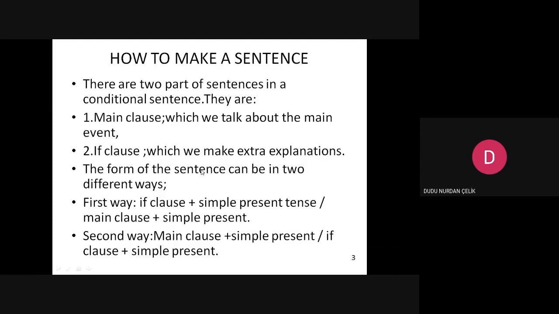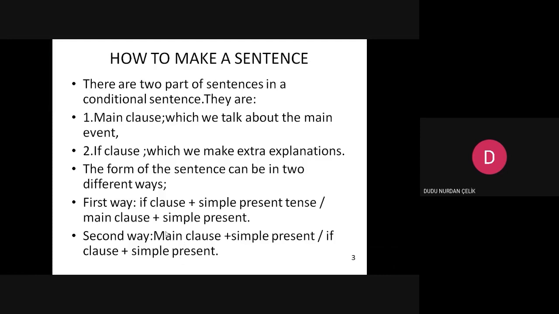The form of the sentence can be in two different ways. The if clause plus simple present tense can be the first part of the conditional sentence, and the main clause plus simple present can be the second part. Or, the second way, the places of the main clause and if clause can change. Main clause plus simple present tense can be the first part, and the if clause plus simple present can be the second part.